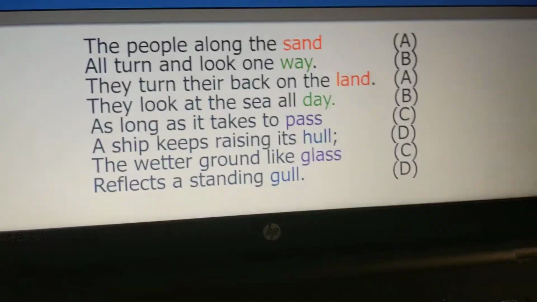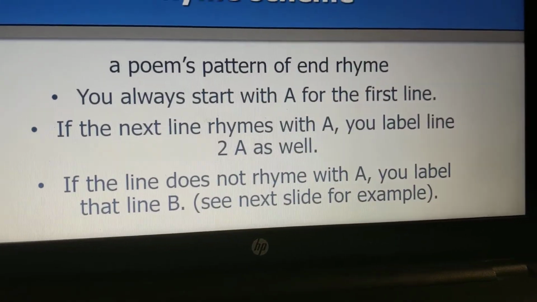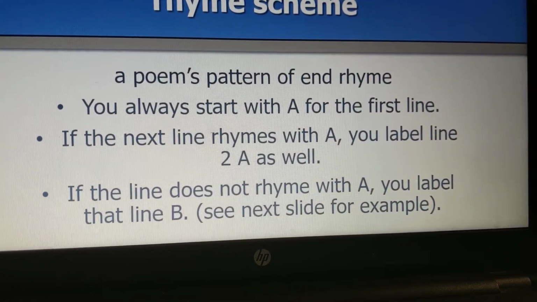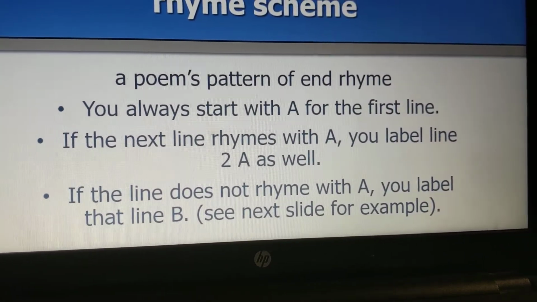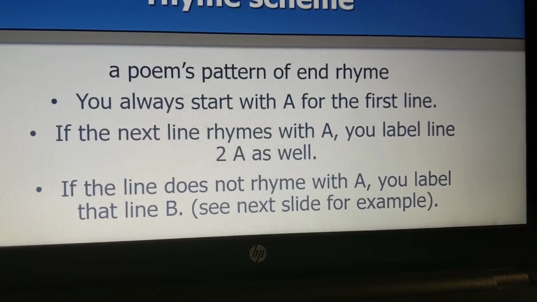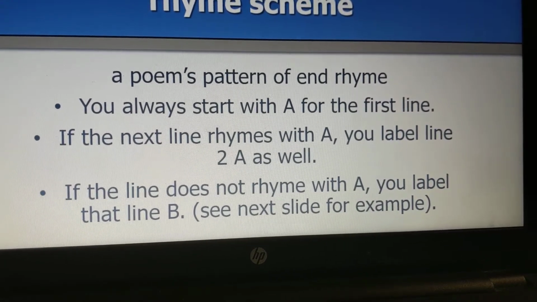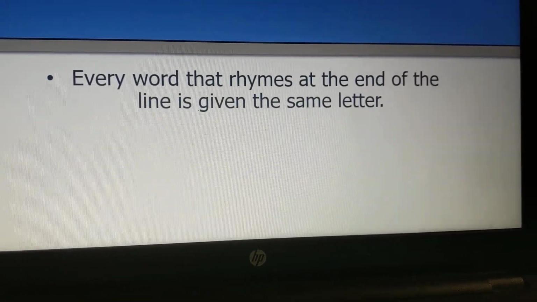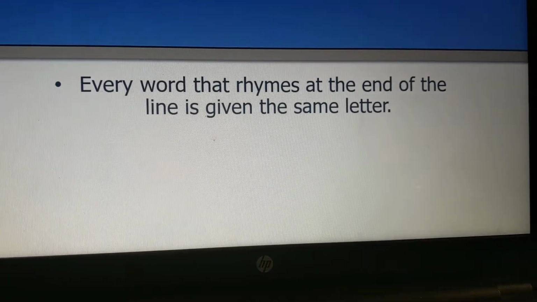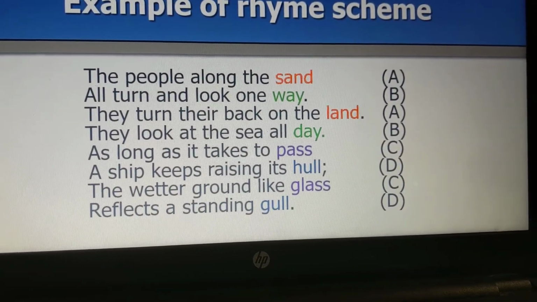So just to summarize for you, let me go back now that you've seen the example. It's a poem's pattern of end rhyme. Always start with A. If the next line rhymes with A, you label line 2 A as well. If a line does not rhyme with A, you label that line B. Every word that rhymes at the end of the line is given the same letter. And there's your example, what we just talked about.